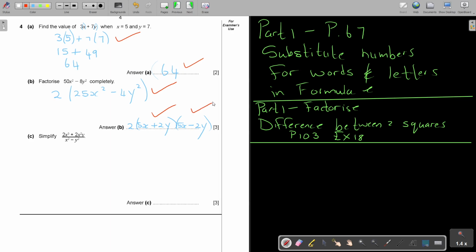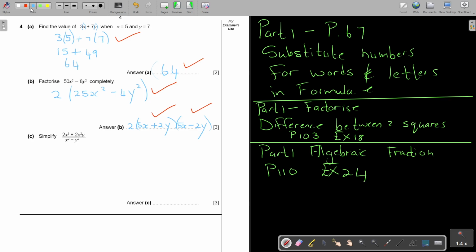Okay, and now the next one, so this is an algebraic fraction. Do you see that? Where will you find it? You will also find it in Part 1, and it's an algebraic fraction. It will be on page 110, and it will be example 24. That will help you. Okay, so in this one, this is just simplifying.